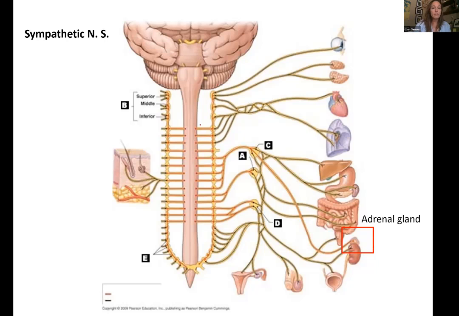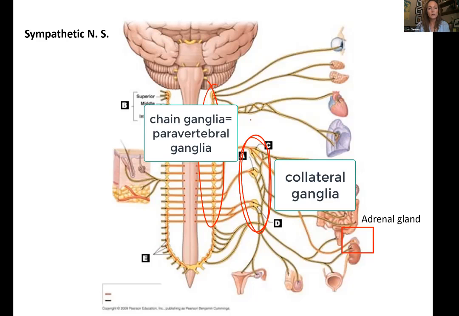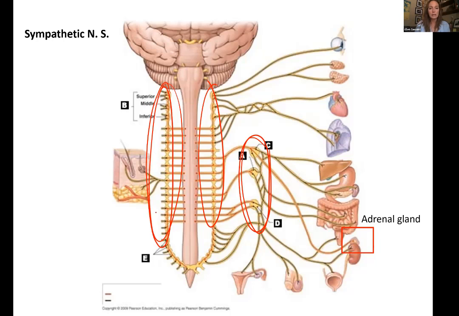Not only do we have chain ganglia, we have these other collateral type ganglia. I called them paravertebral, sorry. They are collateral ganglia. Paravertebral is another name for chain ganglia.